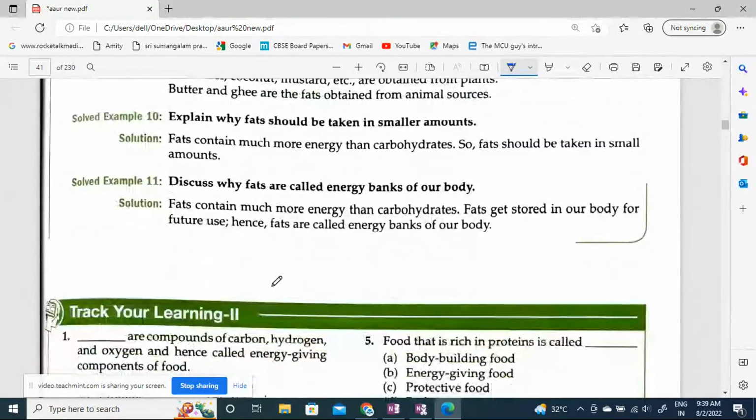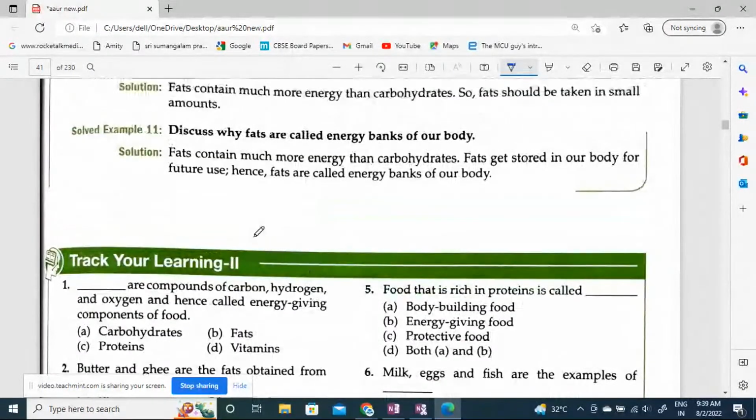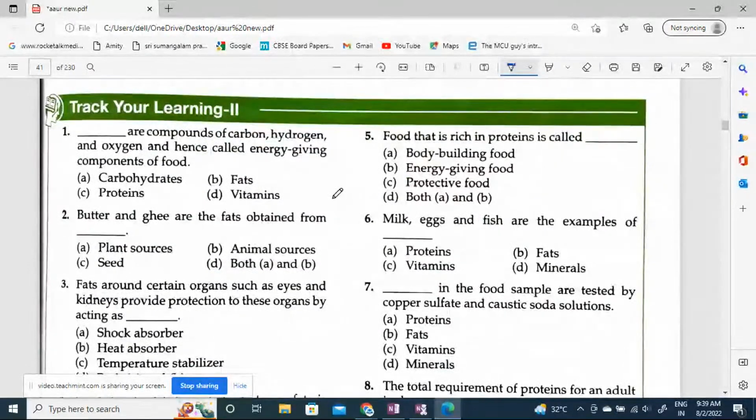Fats are also known as energy banks, because you can go to that bank, open the lockers and say, give me the energy. A, D, E, K are also in the fat. Now, track your learning. Now tell me the answers.